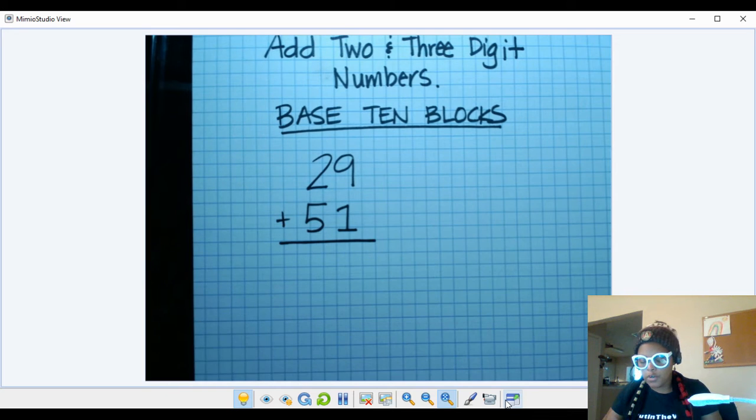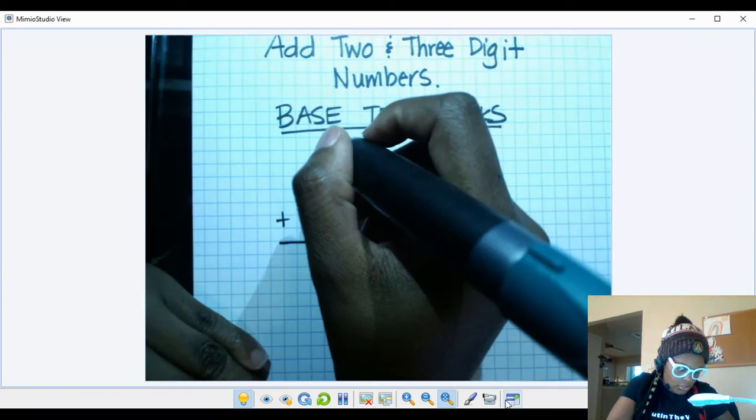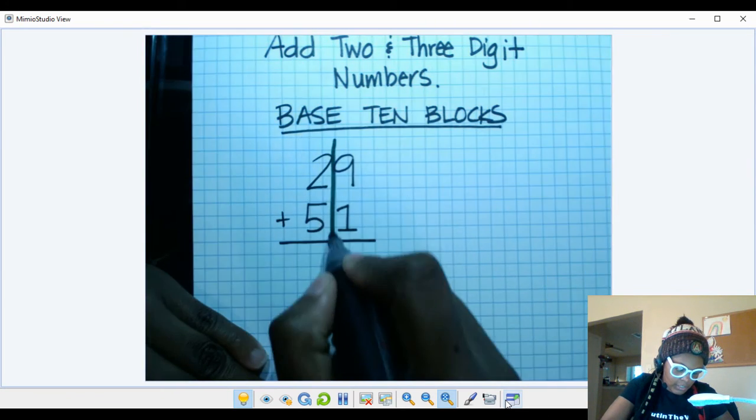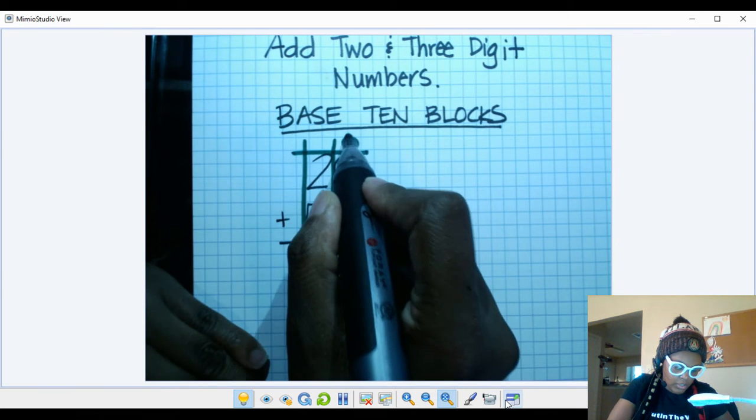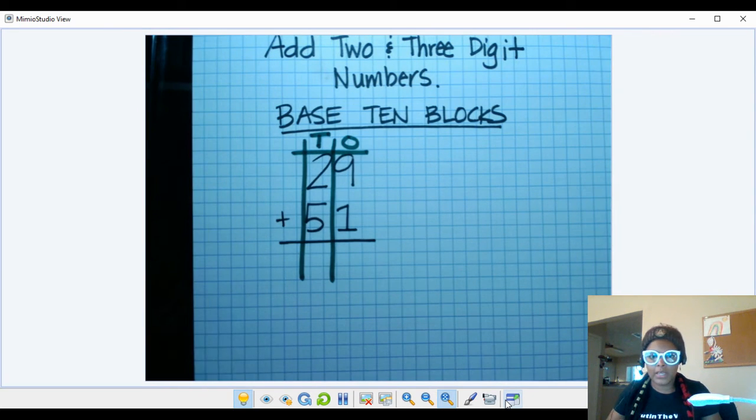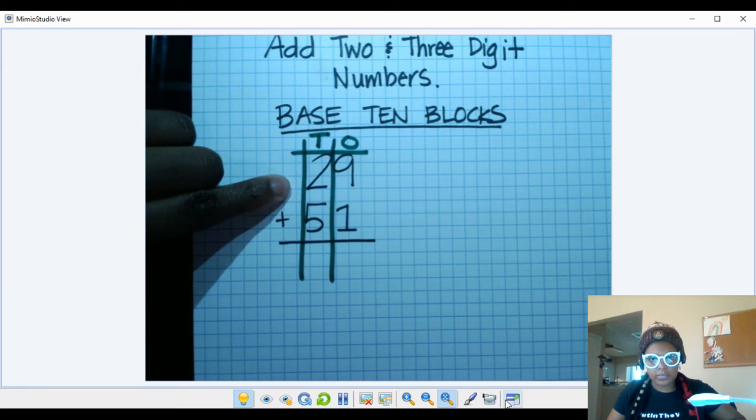Now remember, the first thing that we do is we place our number in a place value chart. So I'm going to put my numbers in a place value chart because it's going to help me. Here's my ones, here's my tens. Now, let's put our first number, 29, in base 10 blocks.